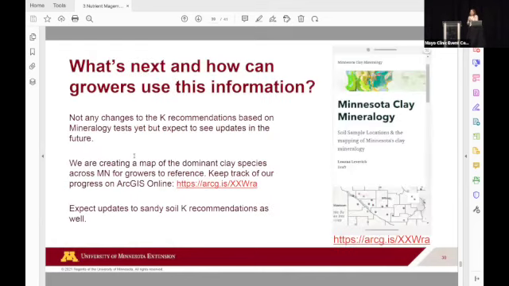So not any changes yet to the recommendations that we have, but you can expect to see those updates sometime in the future. We are creating maps for the dominant clay species across Minnesota for growers to reference, and I have all of the maps updated to ArcGIS Online if you want to follow our progress and watch as these maps improve. You can also expect to see some sandy soil K recommendations that go along with this mineralogy piece as well.